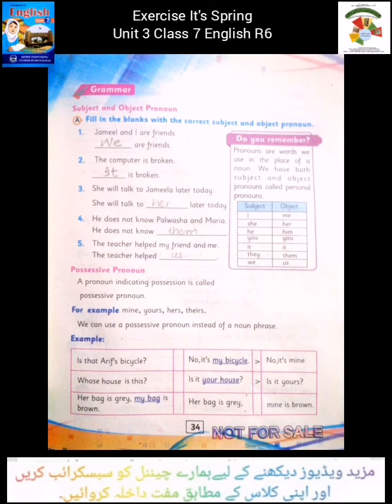The teacher helped my friend and me. So the teacher helped us. Now the person itself is being discussed, me. So here we will use us, not them. When we are talking about other people, like in the above example, Palwasha and Maria, we use them. But when we are talking about ourselves and the other person, we use us or we, as in the first example. The next part is possessive pronoun. A pronoun including possession is called a possessive pronoun.